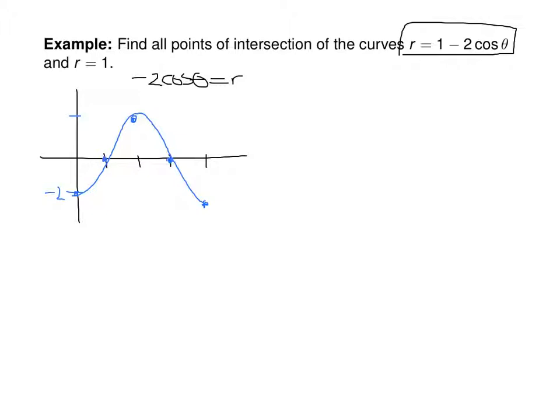Now if I graph 1 minus 2 cosine theta equals r, it takes that blue graph and shifts it up 1. So this point is now at negative 1. This point that was at 0 is now at 1. This point that was at 2 is now at 3. That point that was 0 is 1. This point that was negative 2 is negative 1.